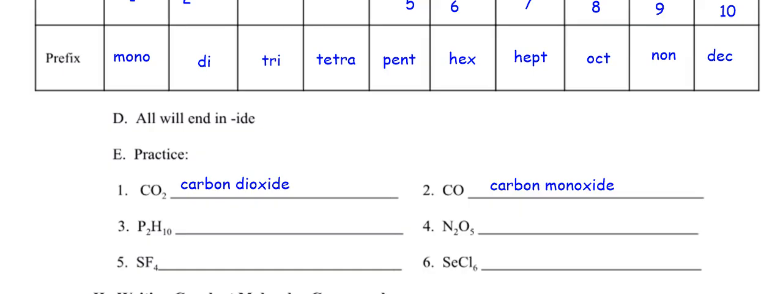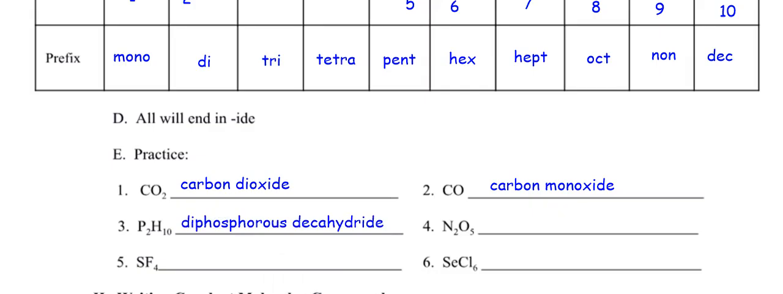Okay, so about number 3. Hey, I see a subscript here. It's a 2. Well, what's the prefix for 2? It is di. So it's diphosphorus. And what's the prefix for 10? Deca, or in this case, decahydride. Okay, so diphosphorus decahydride. It just sounds better if you stick that little a in it.